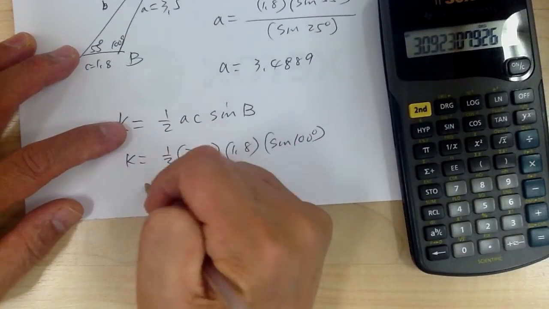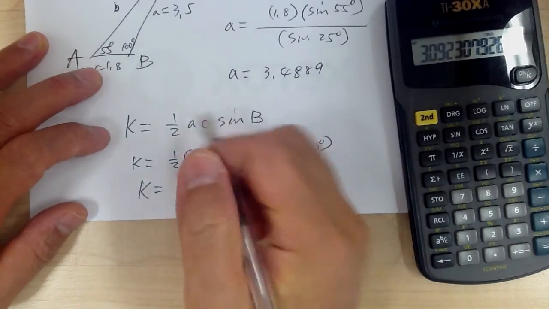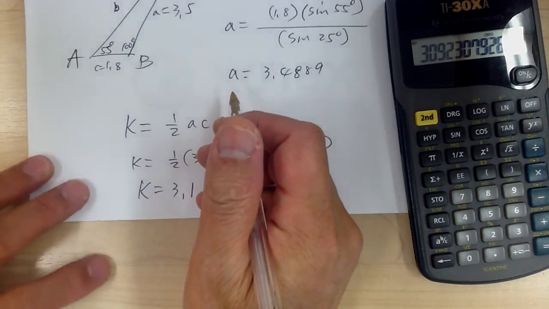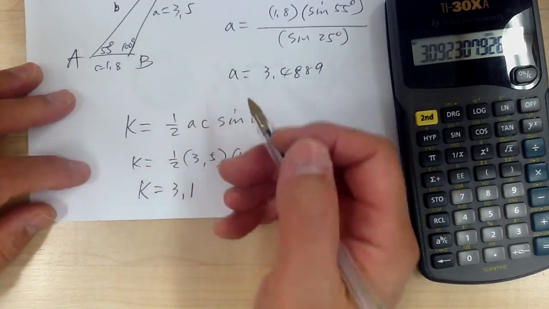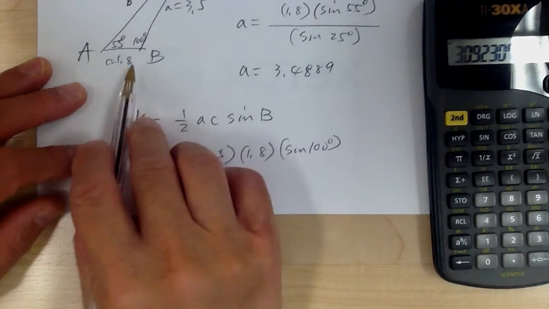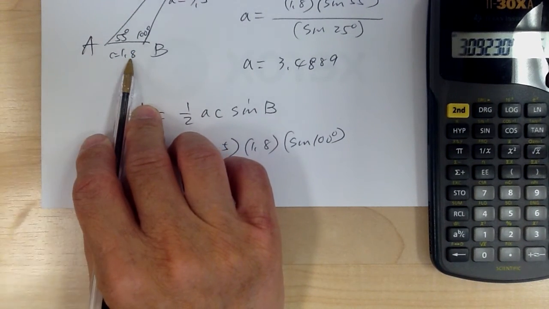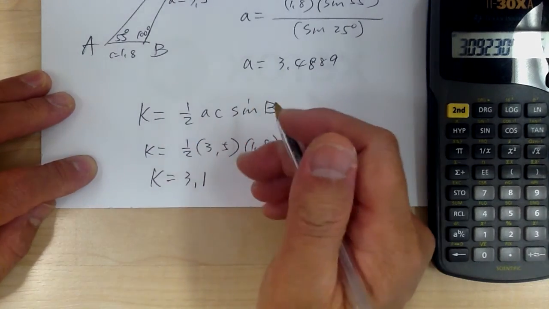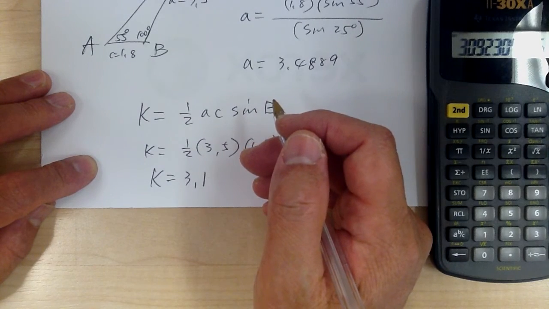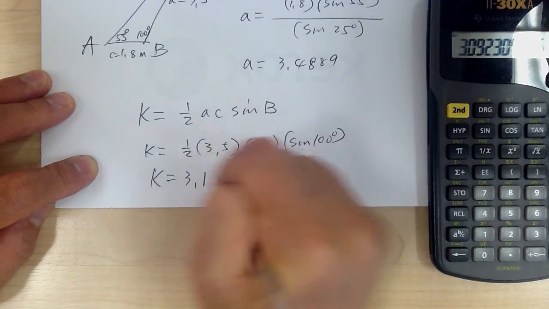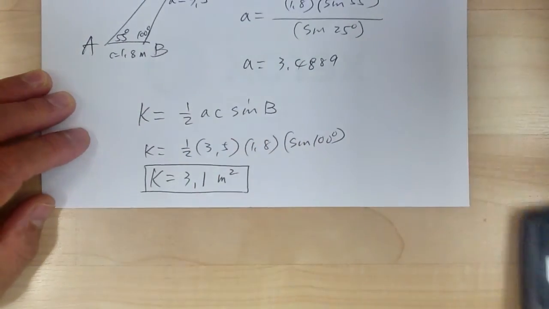3.09, so 3.1. So in the book you have two decimal places, but remember, if you remember from chemistry, the significant digits, this has only one decimal place, so you should round it to one decimal place. And don't forget the label. Does it have a label? Yeah, you have meters. So it'd be meters squared. Okay, and that's it.